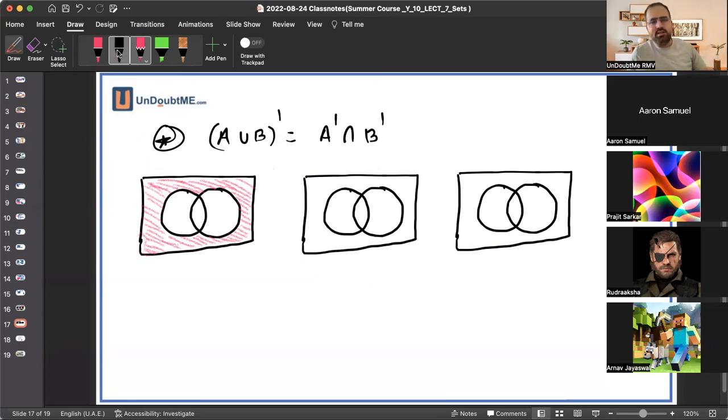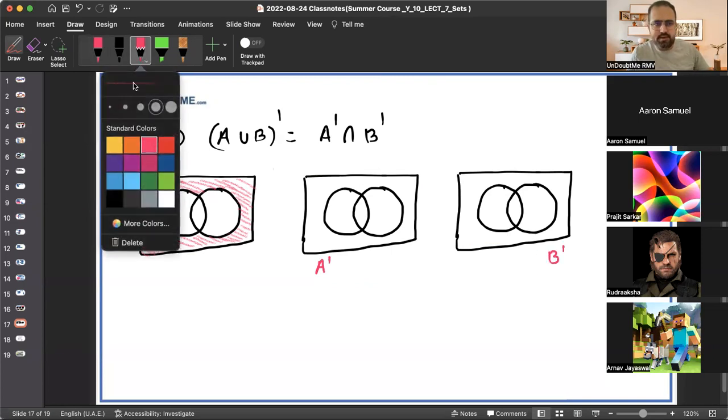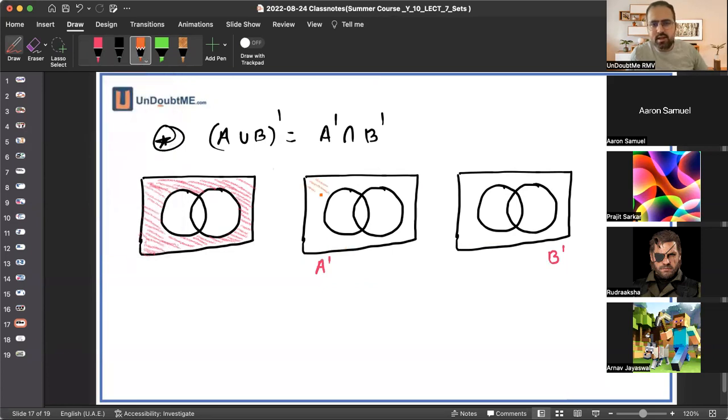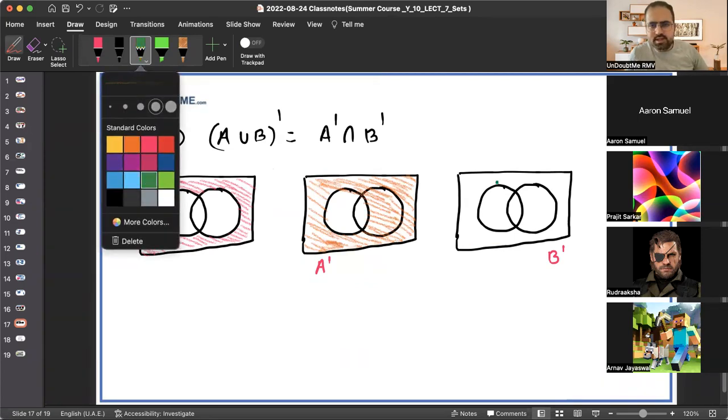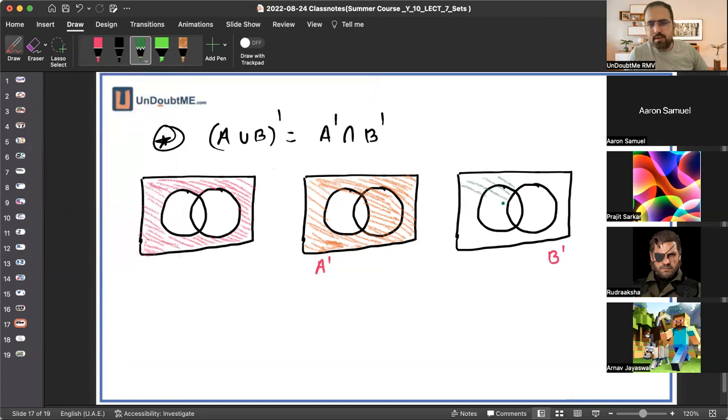Okay. Now the next part is we are going to do the same thing. A dash and B dash. We will shade it over here. So A dash will be everything except A. Whoever can do on their own, you can carry on, and the others who have any confusion, you can see what I am doing. This is A dash and B dash will be everything except B.